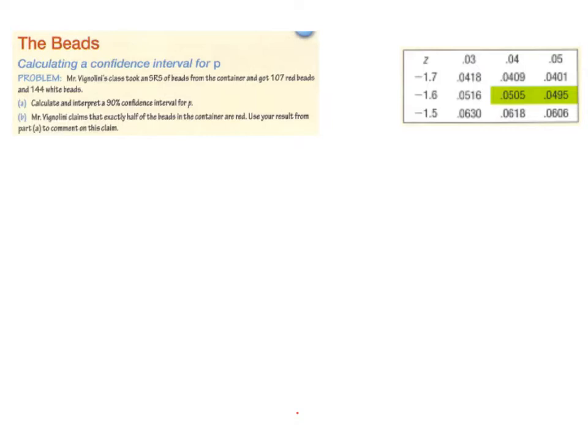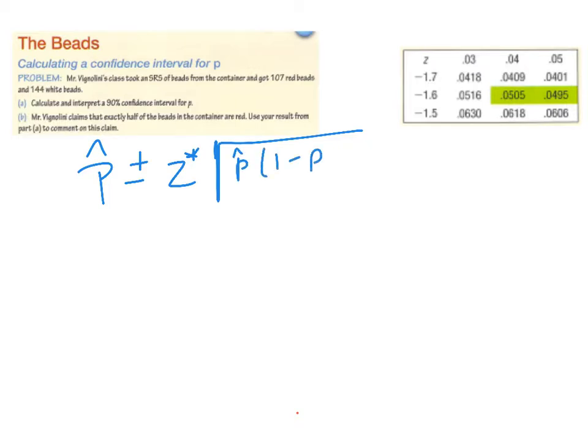If I want to find this, remember my formula is p hat, my statistic, plus or minus my critical value times my standard error. It's not a standard deviation because I'm estimating it, so it's a standard error over my sample size. I need to figure out what my critical value is. I know my p hat, I know my sample size, but I don't know what my critical value is.